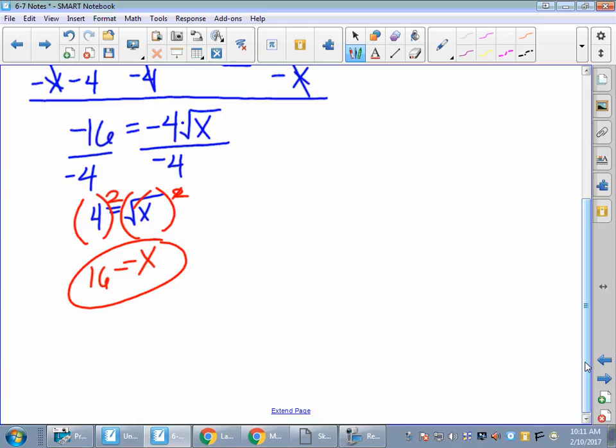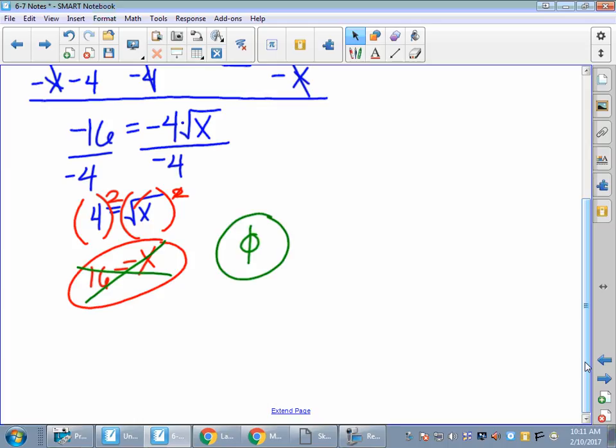Okay, now some people think, oh, I did all that for nothing. Well, no solution is just as valid as 16 or 4 or negative 2. So you did all that to find the fact that there is no solution. You wouldn't have known that without showing the work. So you just put no solution.